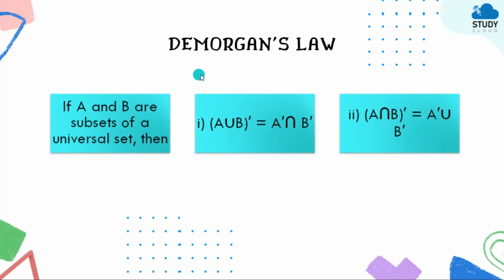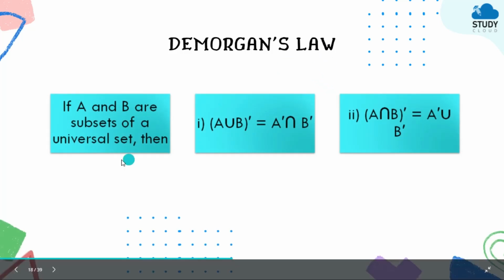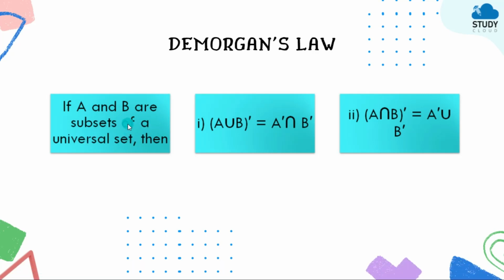Then there is DeMorgan's law. Here if A and B are subsets of a universal set, meaning A and B are a part of the universal set, then (A union B) complement is always equal to A complement intersection B complement. So the values which are not there in A and B, if they intersect, it will always be equal to the union of A, B and the values which are not there in A and B. Then (A intersection B) complement, with the values which are not there in A, B in common.